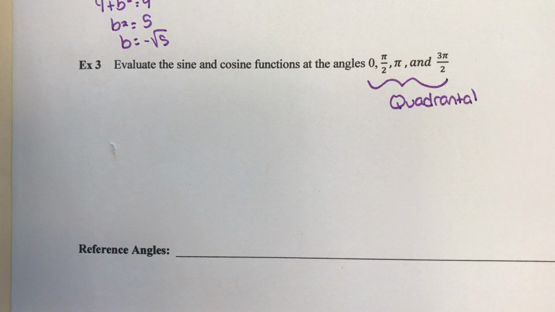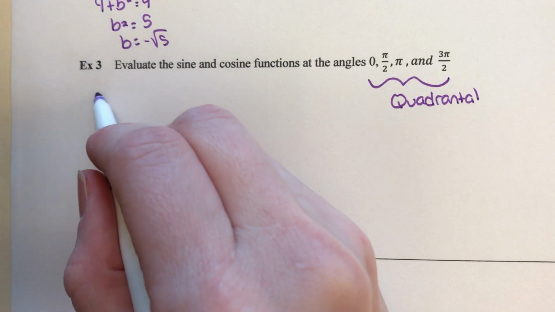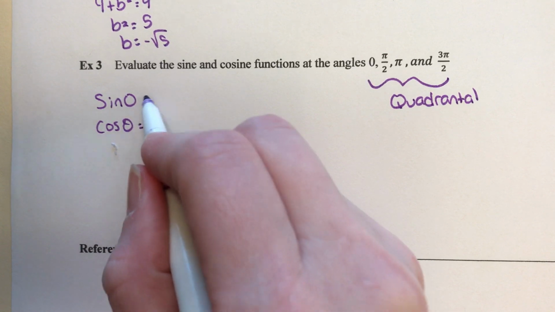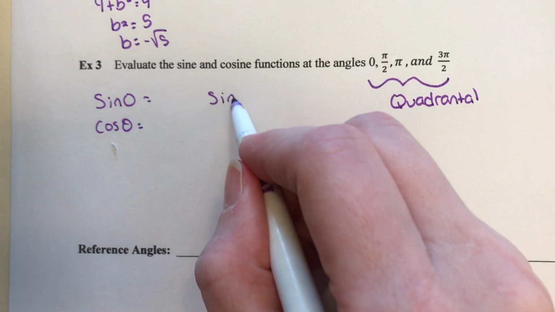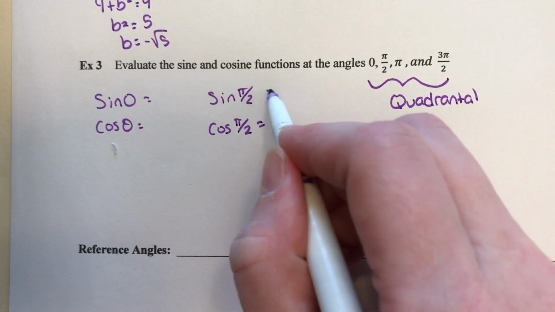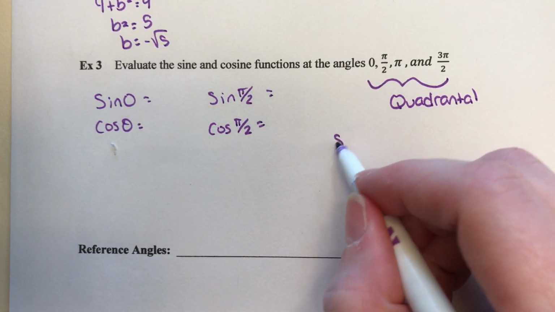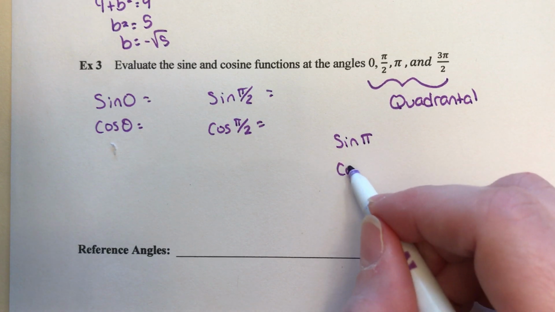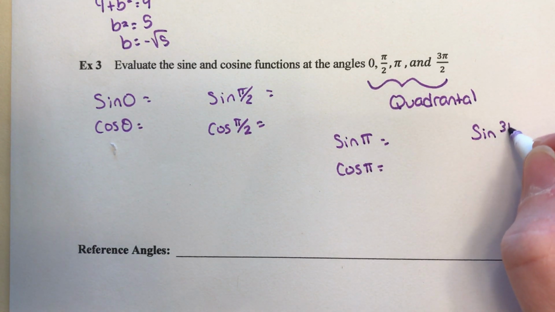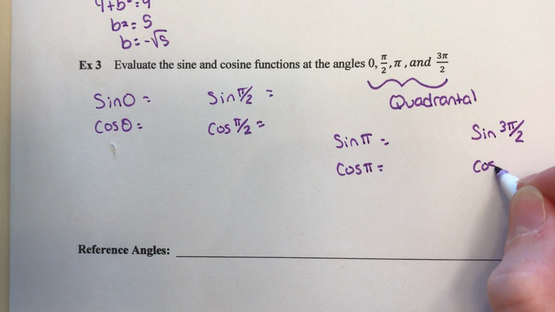They're right on the boundary. So let's make a list. I'm going to find sine of 0 and cosine of 0. I'm going to find sine of pi over 2 and cosine of pi over 2. I'm going to find sine of pi and cosine of pi. And sine of 3 pi over 2 and cosine of 3 pi over 2.